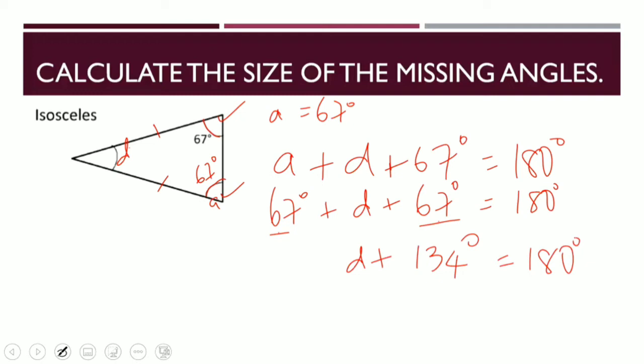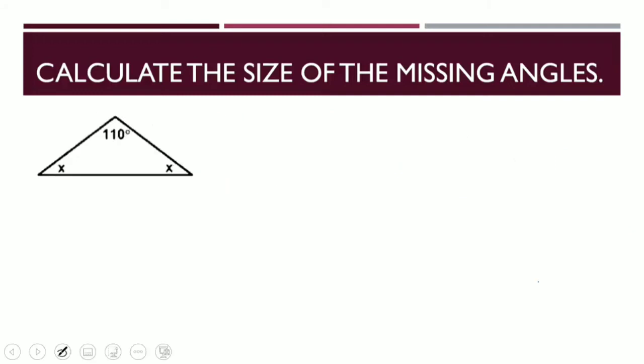And so we will now subtract 134 degrees from both sides, and we now have D to be 46 degrees. Pretty simple. All right, here we have a triangle that says one of the angles is 110 degrees and the other two angles measure X.